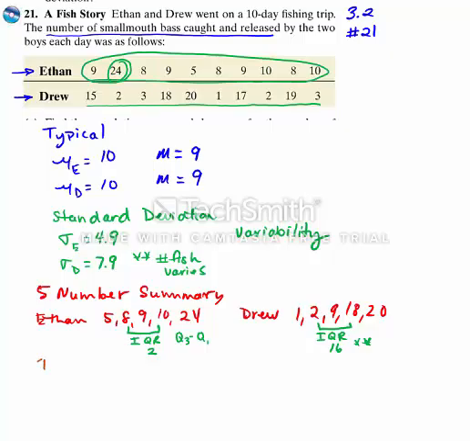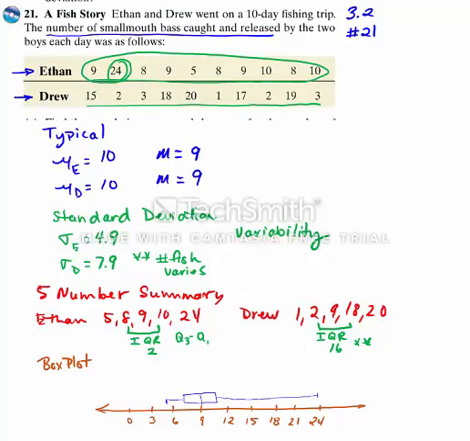One nice way to get a visualization of the distribution using the 5-number summary is using a box plot. To draw the box plot for Ethan, I draw a box from the first quartile to the third quartile. I make a line in the middle of the box at the median, and then I draw a line, sometimes called a whisker, from the bottom of the box or the first quartile down to the minimum value, and another whisker from the top of the box or the third quartile all the way up to the maximum value.